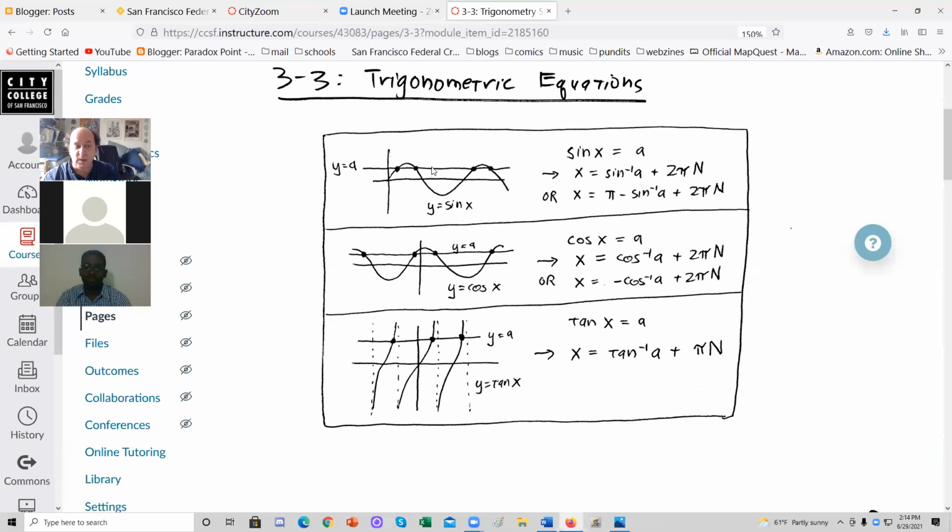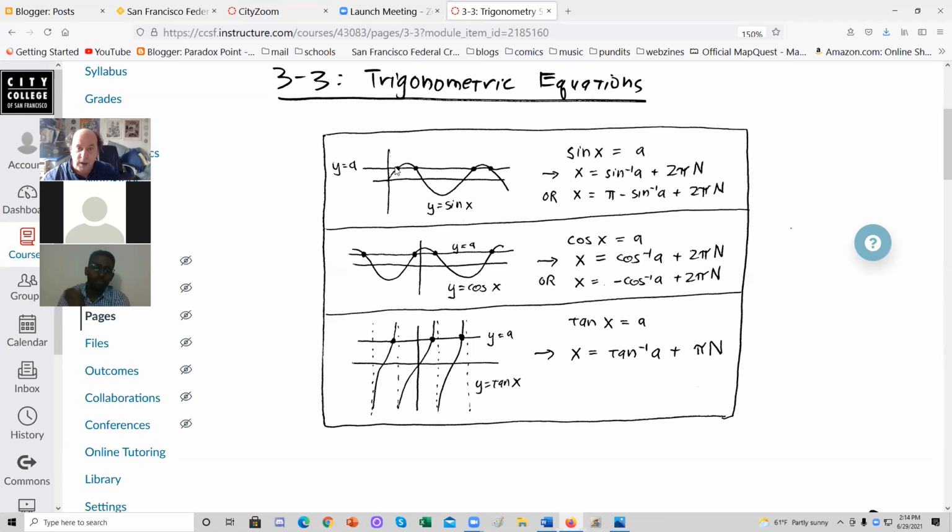All right, let's start off with sine x. Here's the graph of the sine function, a wave. And here's the graph of y equals a, and as you can see, it meets at a pair of points, and these pairs march off by period 2 pi.